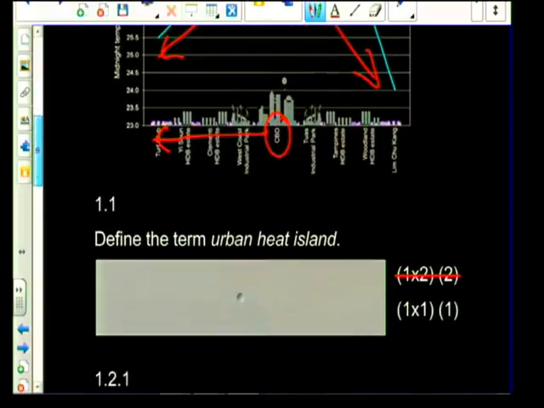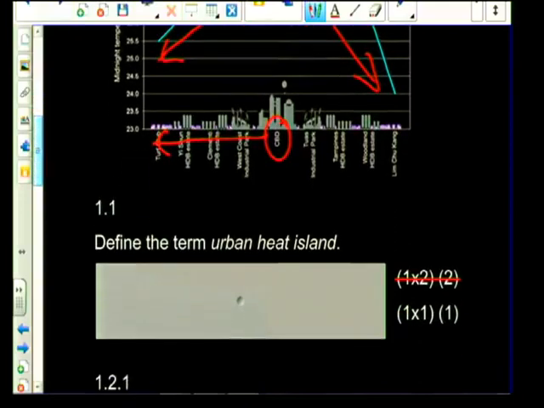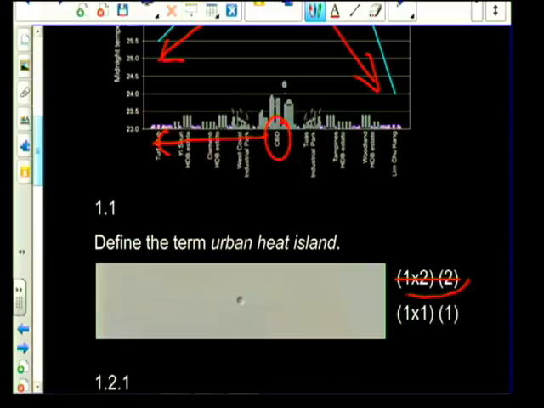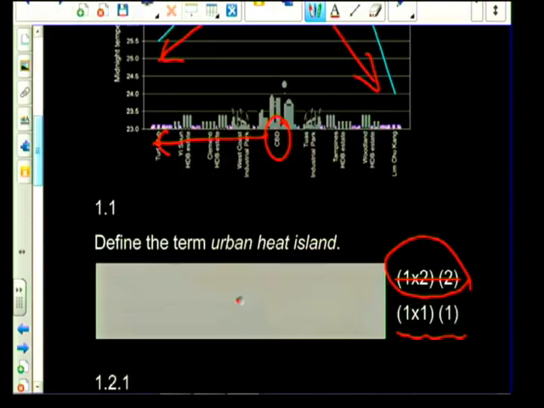All right? The first question: define the term heat island. In your past paper, you had 2 marks for the definition. Learners, please note, you are now getting 1 mark for the definition. Now, don't assume a vague explanation is going to give you 1 mark. You still have to define, your definition has to be full and fully explained, not vague. Vague still gives you a 0. So that's a difference, obviously.